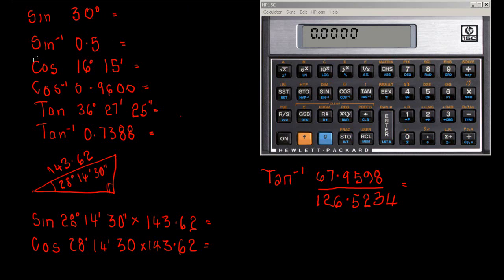And in this one here, doing the inverse of that. So here we've got a ratio of 0.5, so we're going sine to the -1, find out how many degrees that is. And we're going to up the ante a little bit here. We've got 16 degrees 15 minutes. So how do we deal with that? We know that 15 minutes is a quarter of a degree, so we can sort that through as we're going.